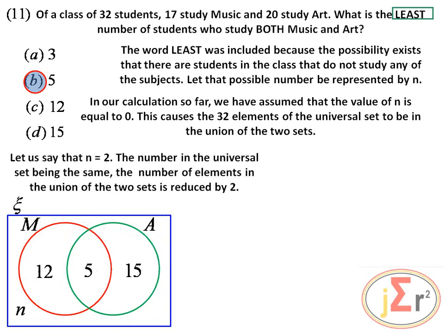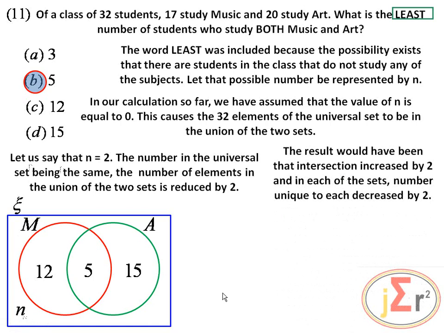Let us say that n is equal to 2. The number in the universal set being the same, the number of elements in the union of the two sets is reduced by 2. We are going to change this to a 2 in a few seconds. The result would be that the intersection will be increased by 2, and in each of the sets, the number unique to each will decrease by 2.